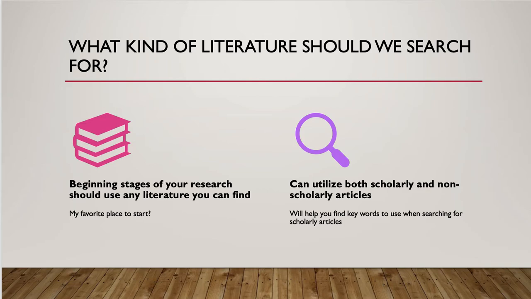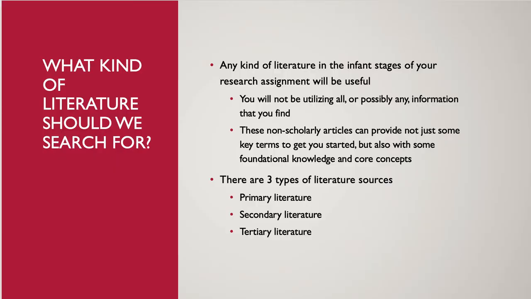You're not going to cite it. And at the bottom of Wikipedia, you'll find other sources of information that you can link to. Oftentimes, there are scholarly peer-reviewed articles involved in Wikipedia. And you could use both scholarly and non-scholarly articles to help you find these key terms and information for conducting your research.